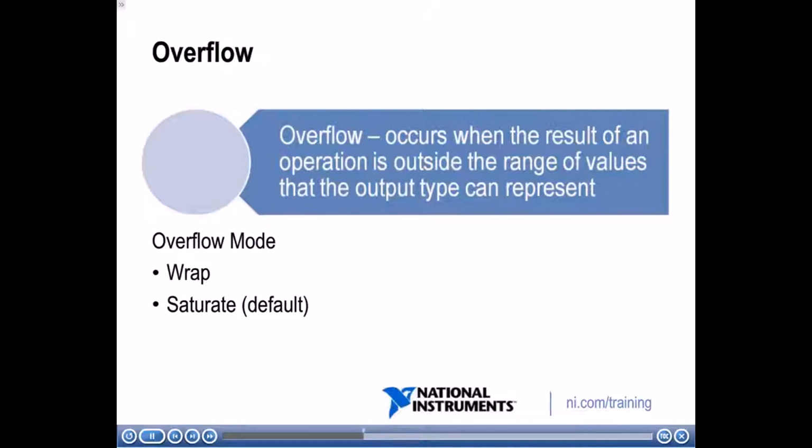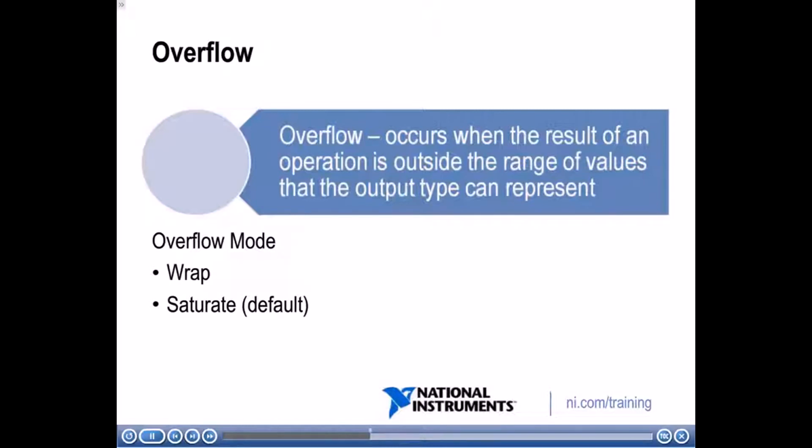One thing you can do is wrap. The other mode you can do is saturate. What wrap does is it's going to discard the significant bits of the output value until it falls within the specified range. So you almost get kind of a rollover behavior if you're going to use wrap.